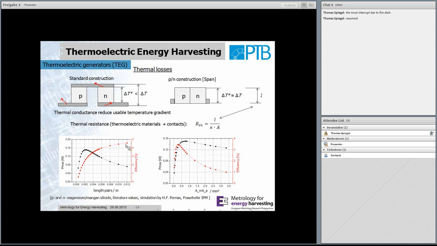The thermal resistance of thermoelectric modules also plays a role in the efficiency and the power, and here some calculations and simulations were done by Pernau from Fraunhofer IPM, who calculated the output power and efficiency in dependence on the length of such pairs and on the cross sections.